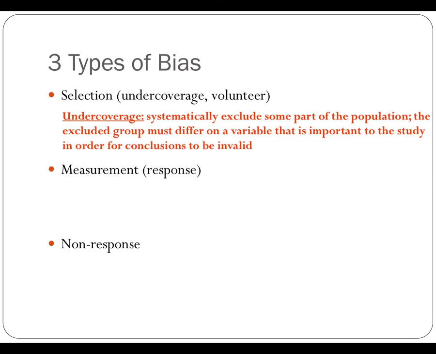Okay, this is only important, it's only biased if the excluded group differs on a variable that's important to the study. So one of the questions that you guys did in the book, it talked about random digit dialing to ask people if they have graduated high school. That is an issue because there's reason to believe that people who don't have phones may differ with regards to high school completion than those who do have phones. You understand what I'm saying?